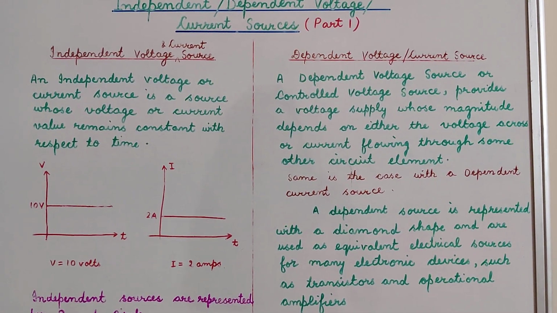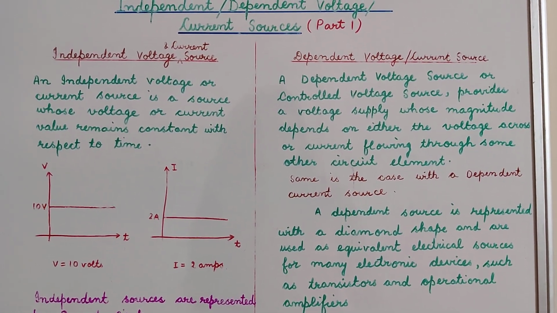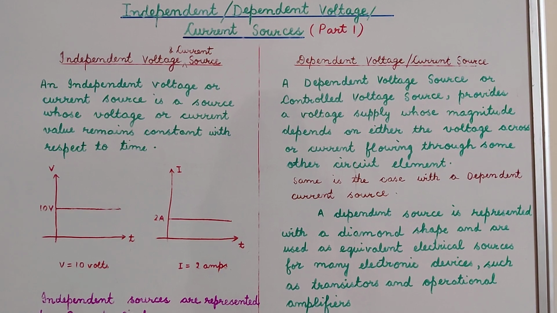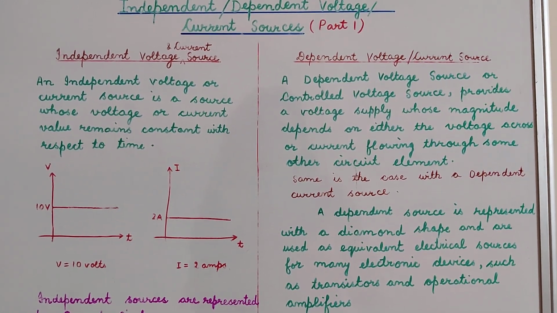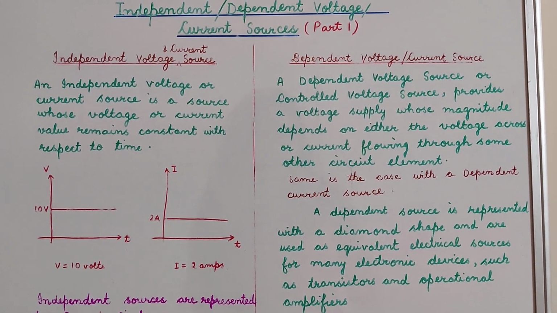Similarly, a dependent current source is a source whose magnitude will depend on either the voltage or the current through some other parts of the circuit.